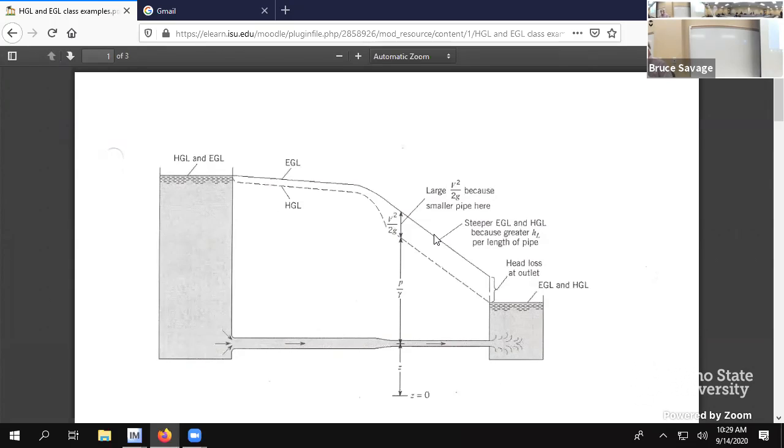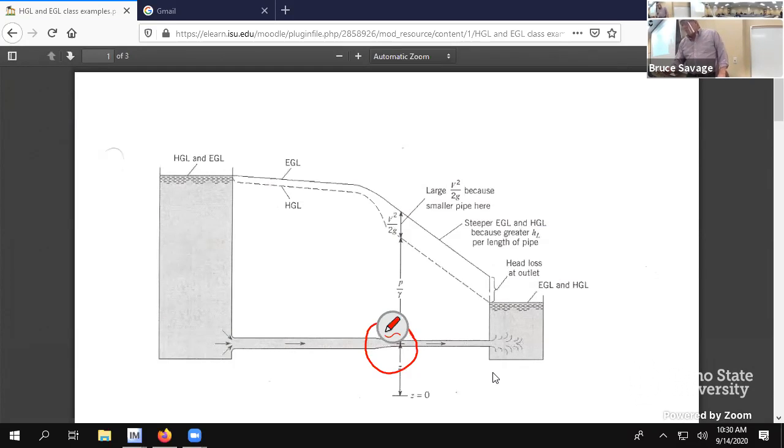All right. So I want to run through this so you get an idea of how EGLs and HGLs work. Note that the line of an HGL represents the friction loss in a pipe. If a line is steeper, it means we have greater friction loss. So let's see how this works here. Okay, so you'll notice right here, we have a contraction.